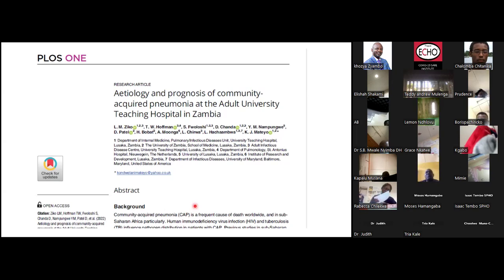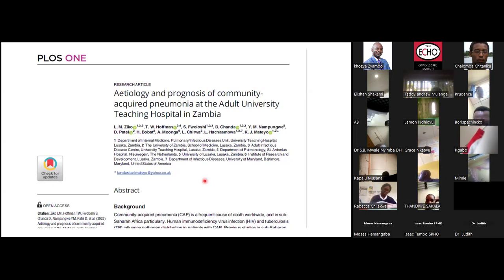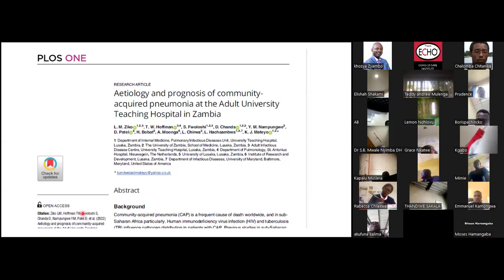Zico, there's Dr. Foloshi. So this was done right here in Zambia. So this was the causes of pneumonia at UTH. When they looked at the HIV population, they found that TB was the most common cause. So that's where that rationale comes from for saying, especially when patients are sick, covering for TB, covering for PCP, covering for bacterial pneumonia. Really, the evidence points to these three being at the forefront.